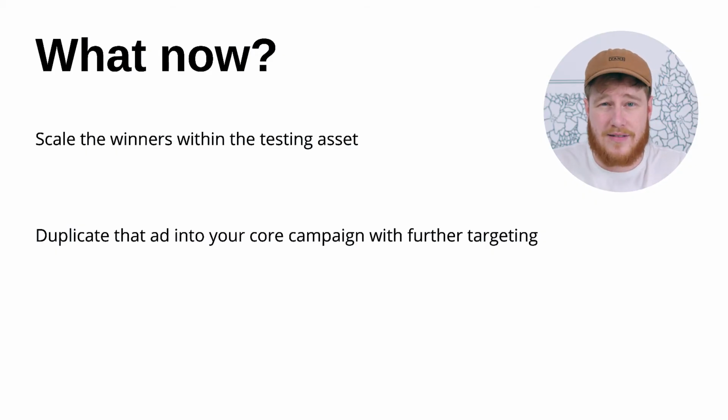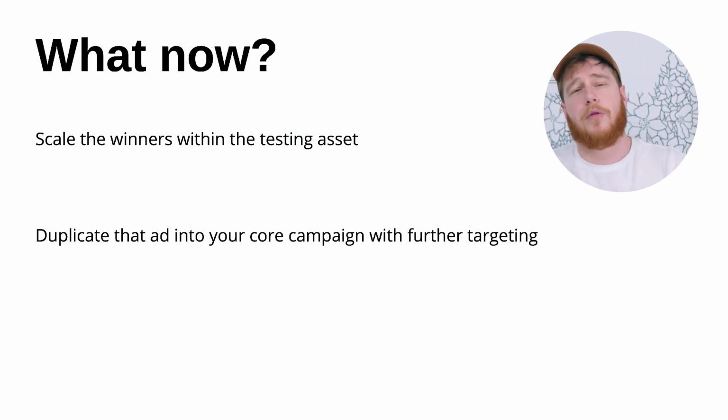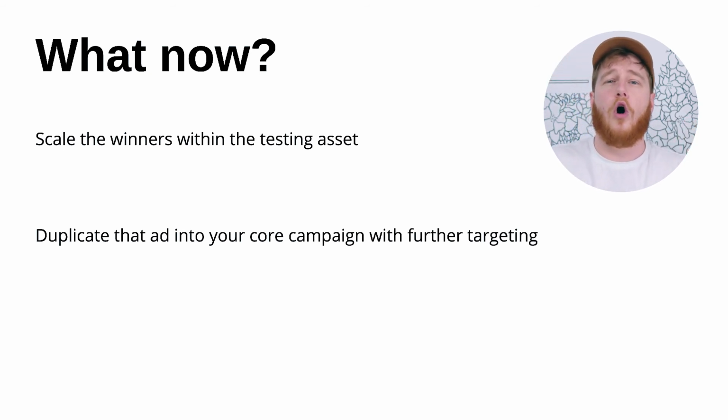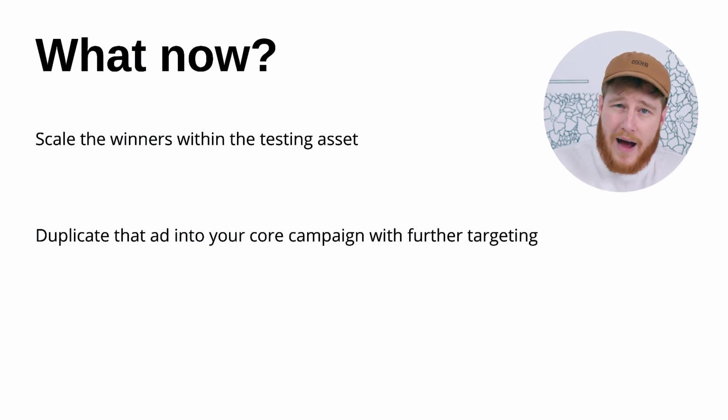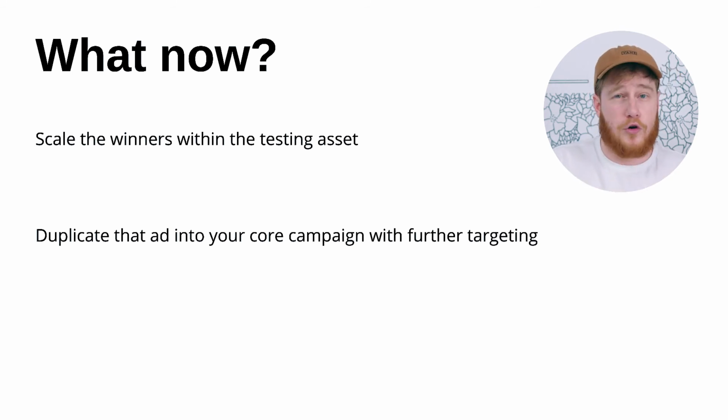Once your testing is over, it's maybe run for a week or two, then what do you do? Where do you go from here? Well, of course, like we mentioned before, you want to scale those winners within a testing ad set. You want to make sure that you're keeping those winners going. It's a great way to scale. But then also you want to duplicate those ads away from your testing campaign and pop them into your core campaign along with all the other audience metrics that you have, and then they become part of your core campaign. This is a great testing method.